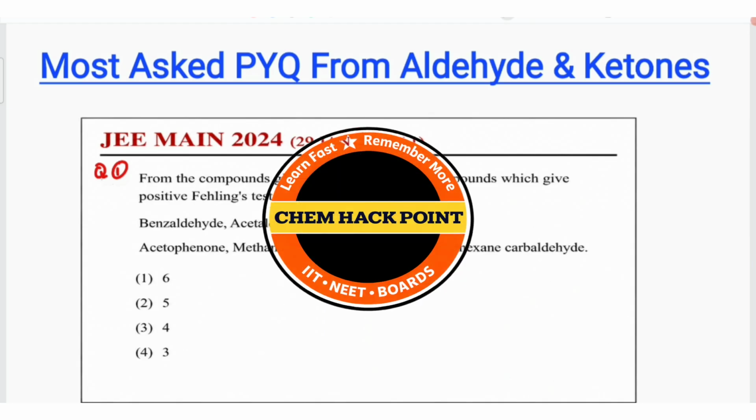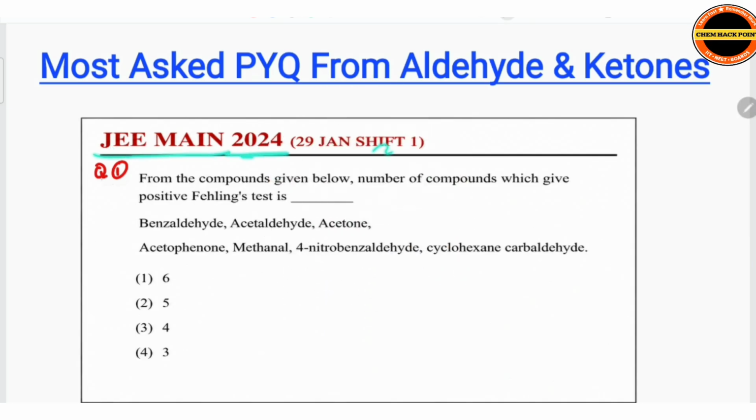Hello students, let us start. JEE Main 2024, 29 January shift 1. See the question, first question. From the compounds given below, the number of compounds which give positive Fehling's test is. And we know, according to criteria, aldehydes give Fehling's test and benzaldehyde will not give Fehling's test.